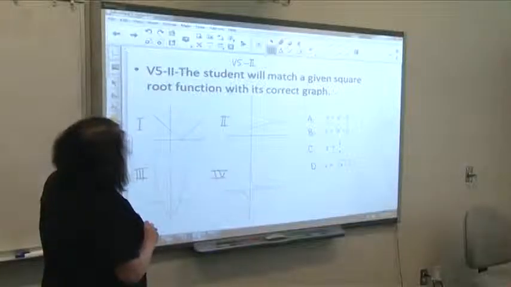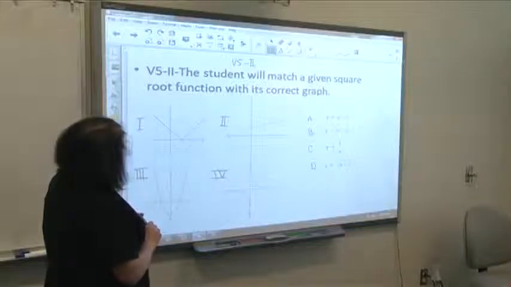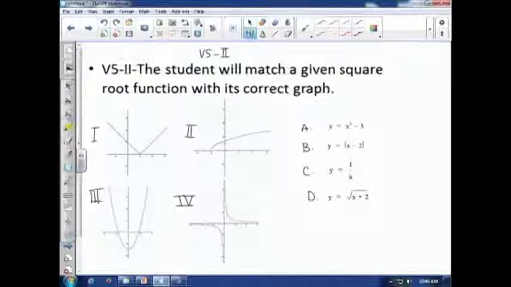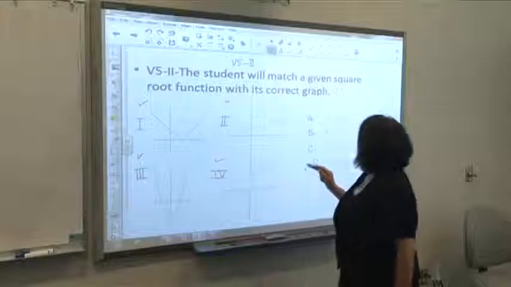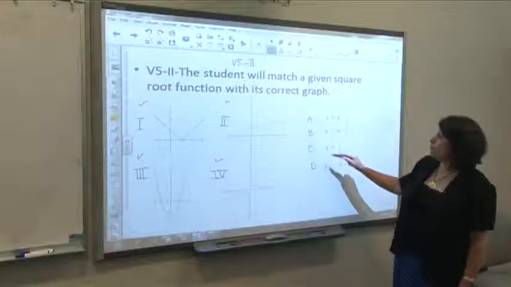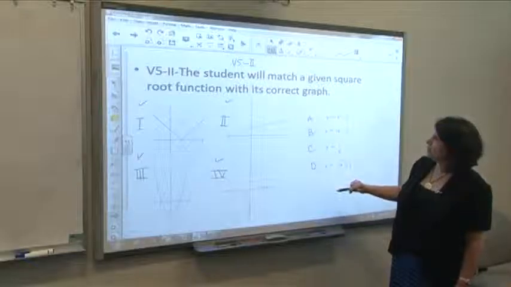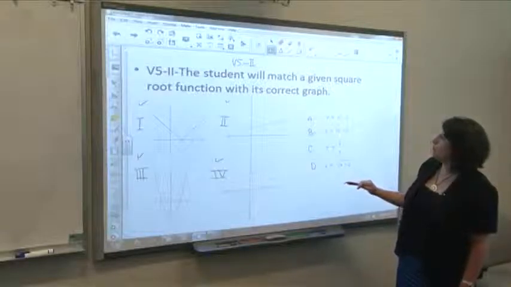This outcome is about matching the function with its graph, and the focus here should be on the square root function. The student will match a given square root function with its correct graph. So I have 4 graphs here, graph 1, 2, 3, and 4, and we're going to match them with their symbolic form of those functions, and I have y on one side instead of f of x or g of x, but you know it's the same.